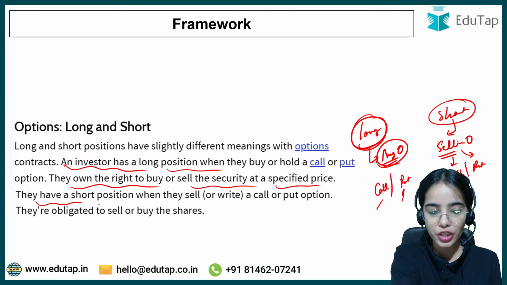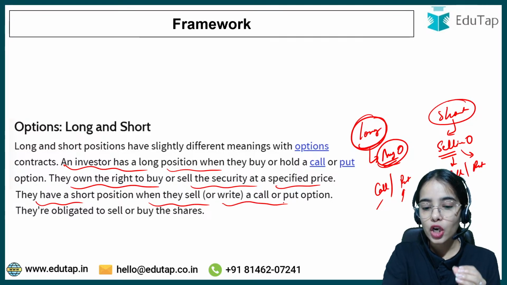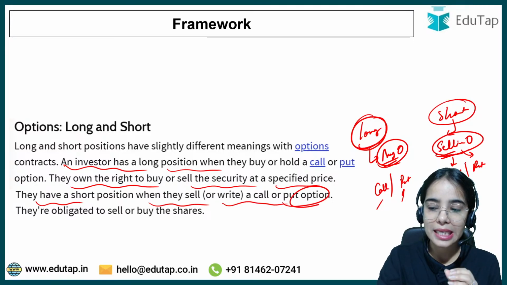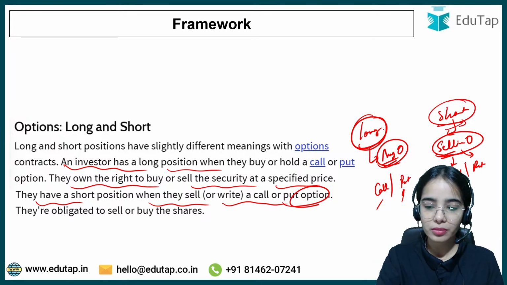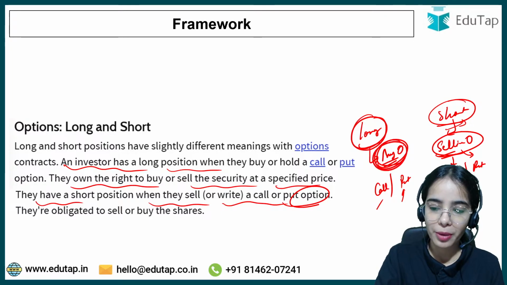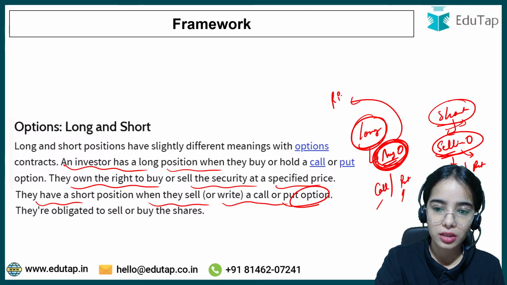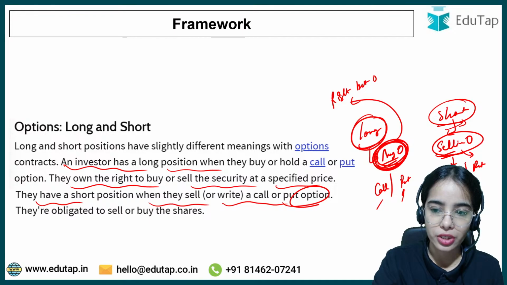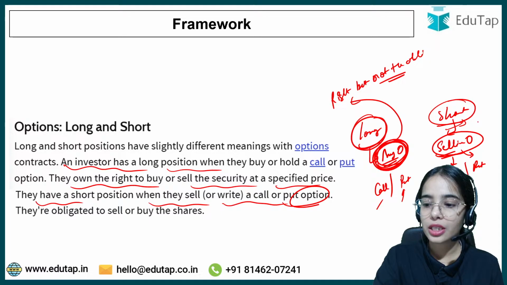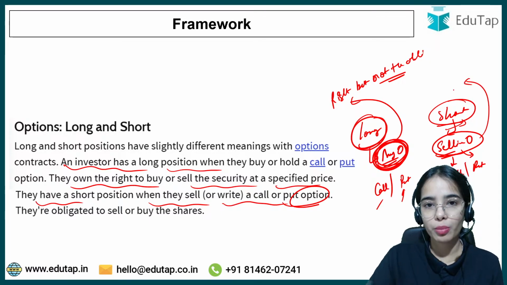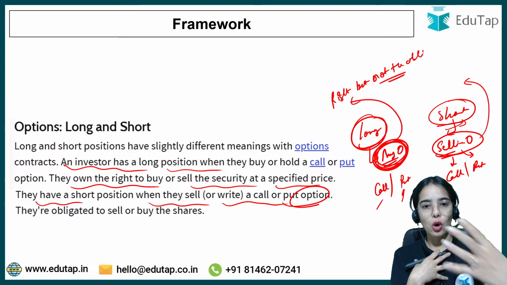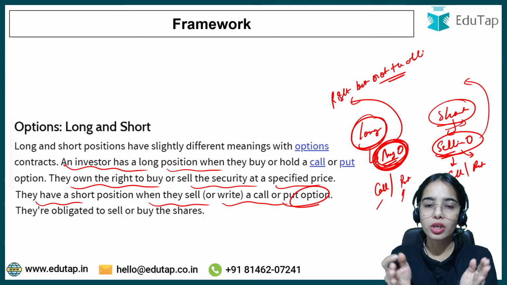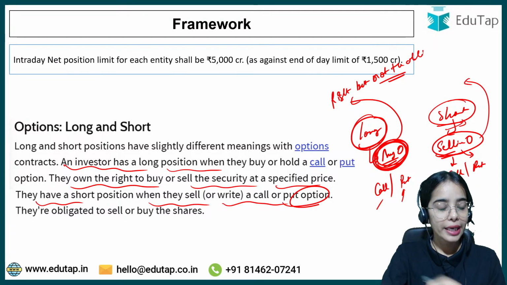An investor has a short position when they sell or write a call or put option. That means when someone is selling the option, they have a short position. The buyer of the option has the right but not the obligation to go through the contract. The one selling the option has the obligation to go through the contract. So if I'm buying the option, I have a long position. If I'm selling the option, I have a short position. That is the idea.